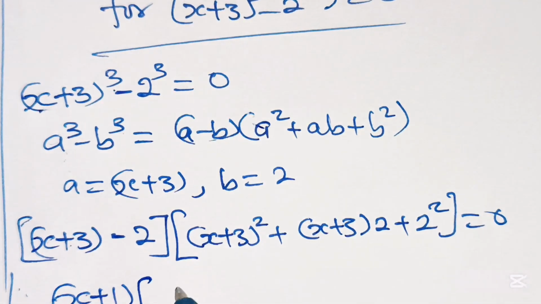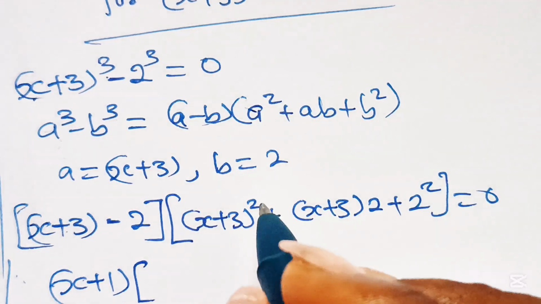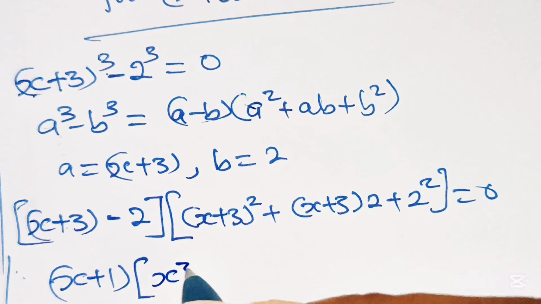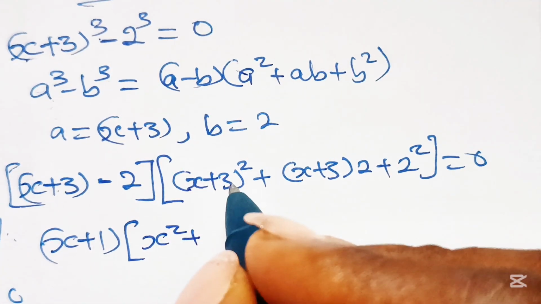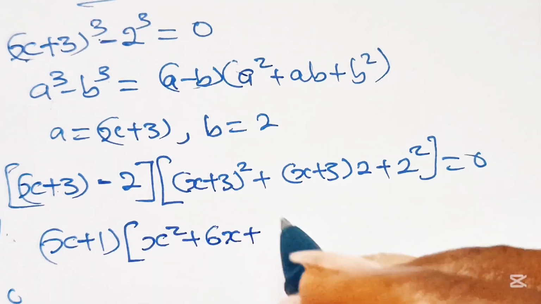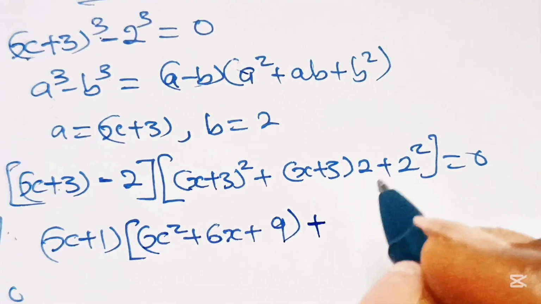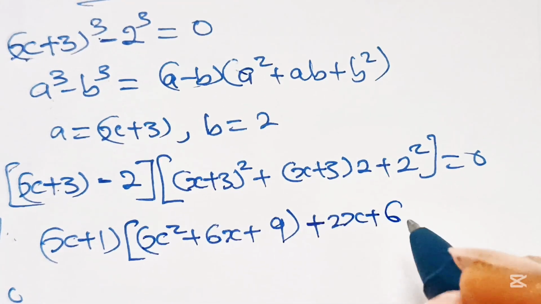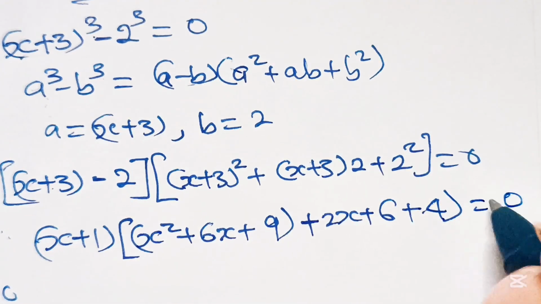Open brackets. Now when you have x plus 3 squared, remember what we did the other time, it's going to be a squared, which is x squared, plus 2ab, which is 2 times x times 3, which is 6x, plus b squared, which is 3 squared, which is 9. Plus now 2 we multiply x to give us 2x, and 2 we multiply 3 to give us 6. 2 squared is 4, is equal to 0.